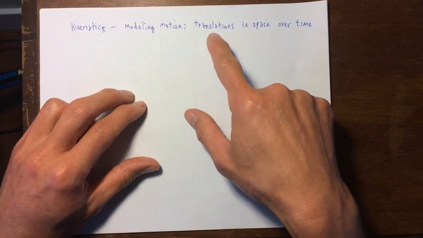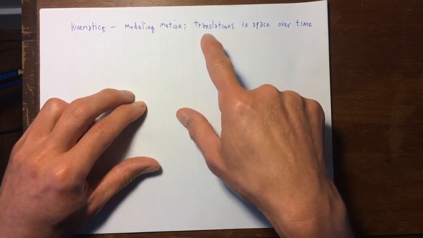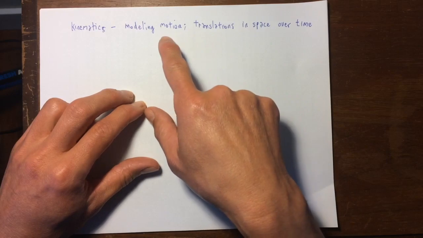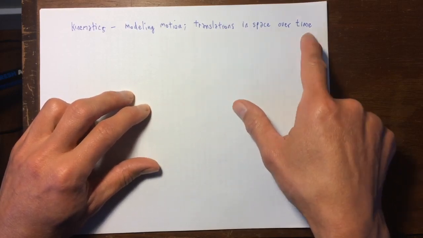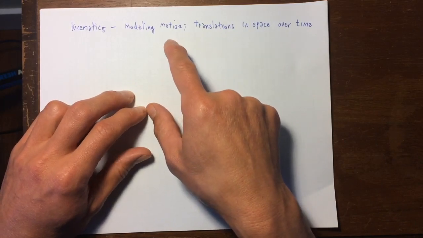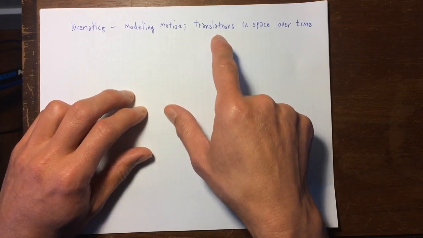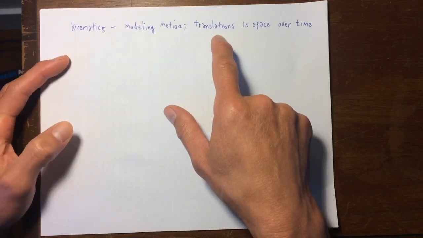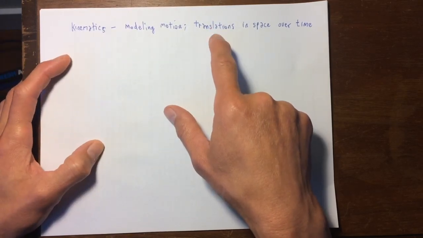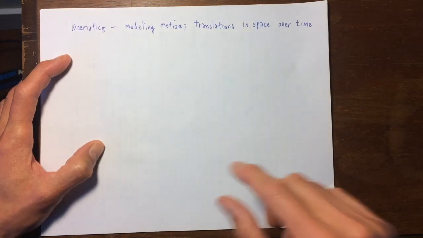But at some point soon, I'm going to describe how what we're really modeling is translations in space over time. And the idea is we're not going to study rotations or spinning, anything like that. So it really is about the translation through space in time.